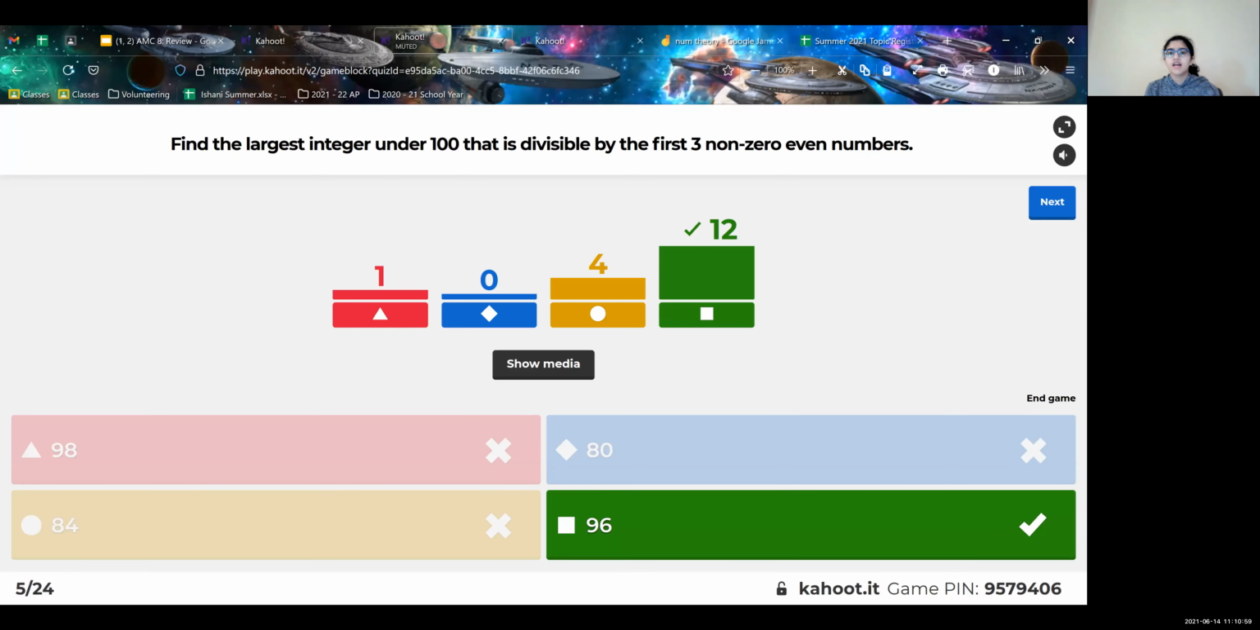Okay, so the largest integer under 100 that is divisible by the first three non-zero even numbers. So the first three non-zero even numbers would be 2, 4, and 6, right? So now we find the least common multiple of 2, 4, and 6, right? And that would be 12. And then you would find the greatest multiple of 12 that is less than 100. 12 multiplied by 8 is 96, so that would mean that the answer is 96.